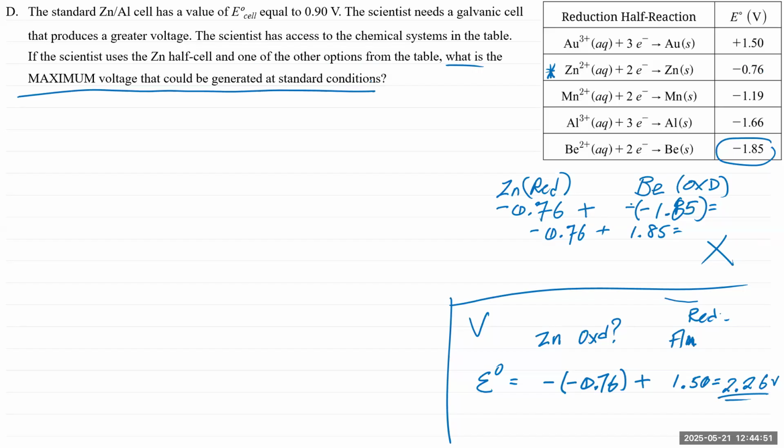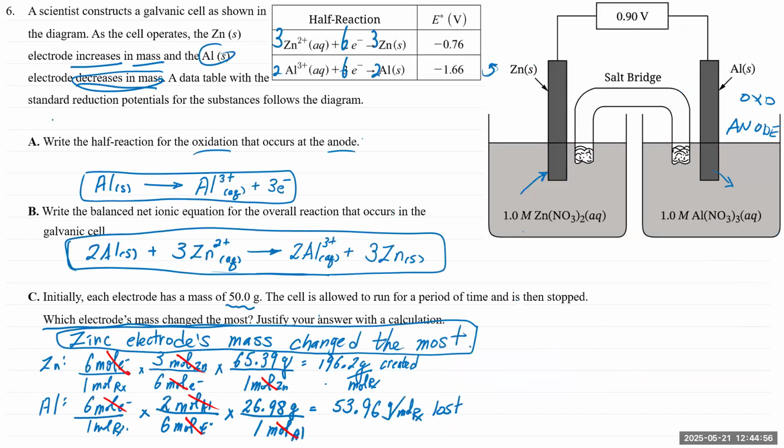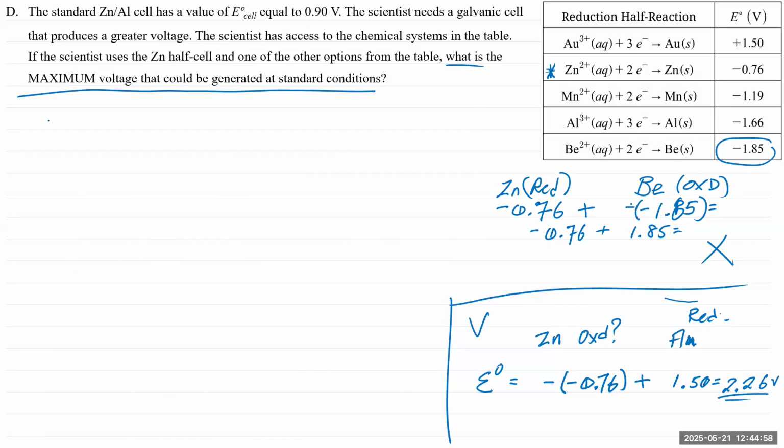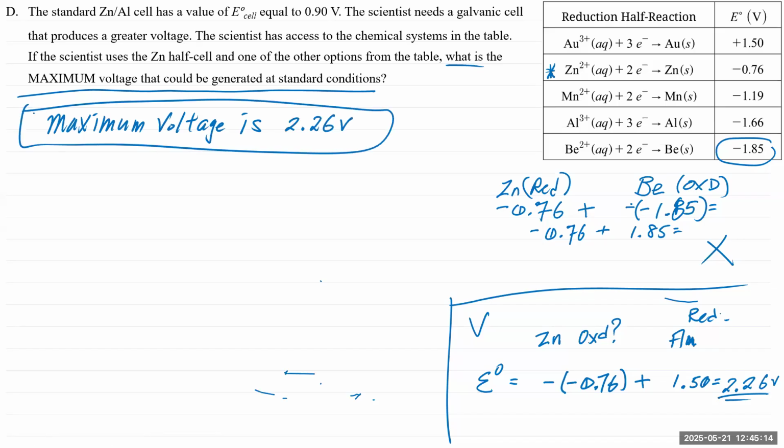They didn't actually ask you what you're going to use. So you're going to write, the maximum voltage is 2.26 volts. They didn't really ask for work either, so this would be more than enough to answer this question. And that is the conclusion to question number 6.